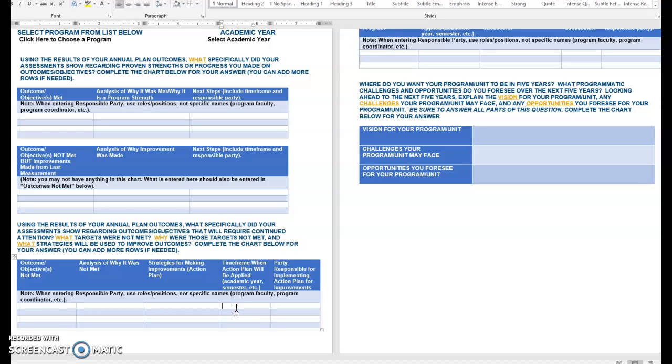Again, is it the spring semester? Is it the next academic year? Put a specific time frame on there, because this holds you accountable when you input a time frame for when things are going to be implemented. Then you're going to put again the party responsible for implementing that action plan for your improvements. Each goal that was not met needs to have all of these areas filled out.